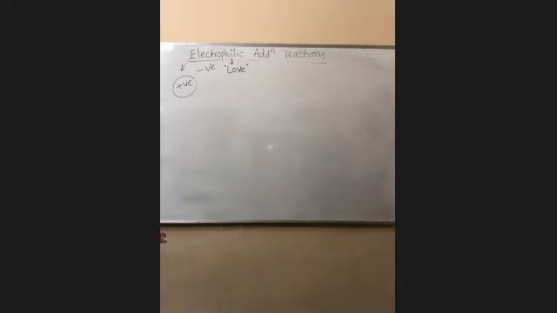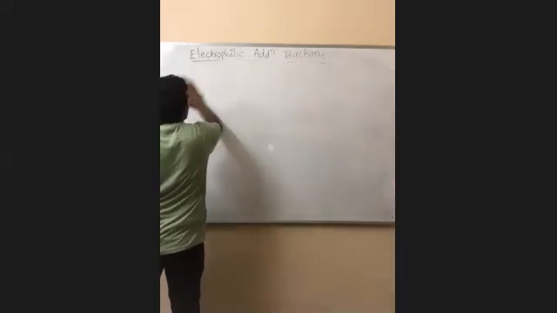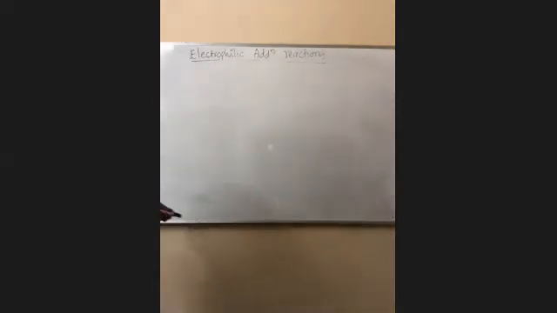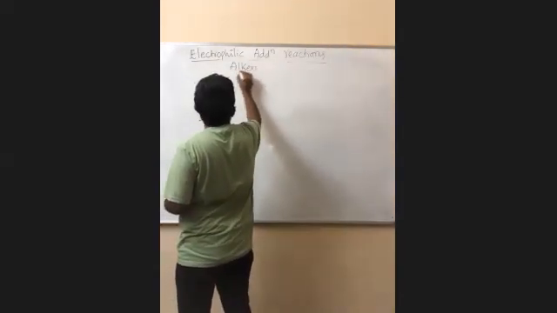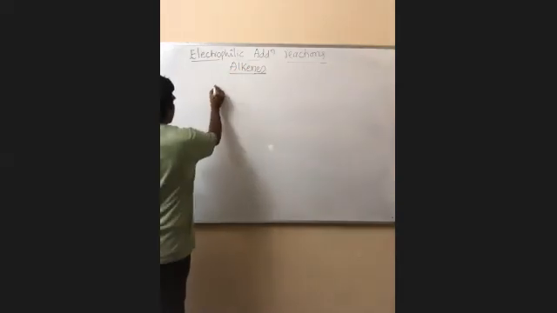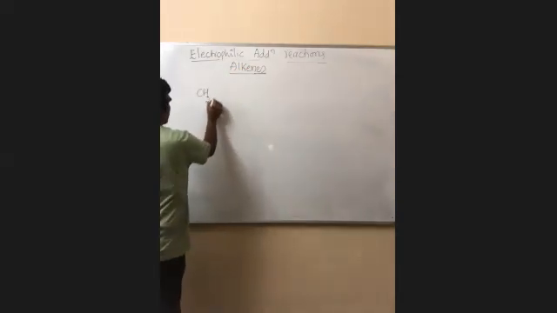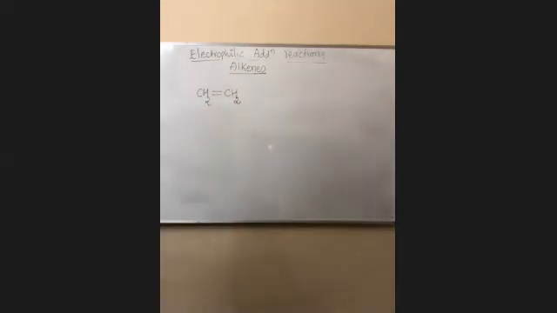So these electrophilic addition reactions, which compounds undergo these reactions? They are mainly alkenes. Alkenes undergo electrophilic addition reactions. For example, you see alkenes, CH2 double bond CH2. This is called ethylene or ethene.